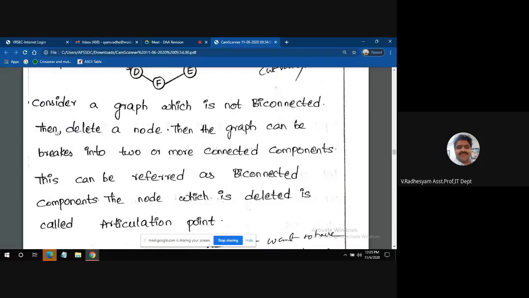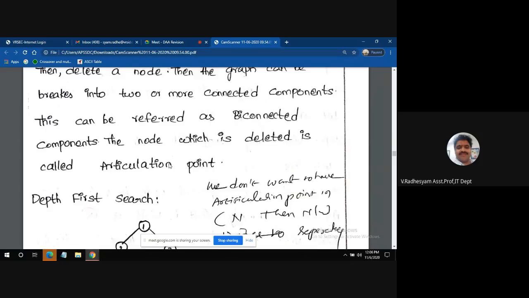Yes, here I am giving the definition. Consider a graph which is not bi-connected, then delete a node. Then the graph can be broken into two or more connected components. This can be referred to as bi-connected components. The node which is deleted is called an articulation point.